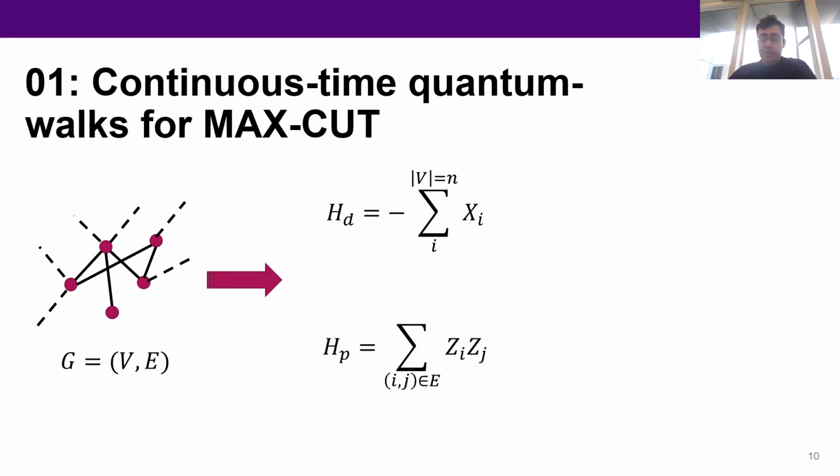From this graph, you construct your drive and problem Hamiltonian, just as you would in quantum annealing. For the drive here, we've taken the transverse field driver, which you can think of as being a quantum walk on the Boolean hypercube. For the problem Hamiltonian, I've taken the standard Ising formulation of max cut. We take these two Hamiltonians and add them together with some parameter gamma to get the quantum walk Hamiltonian.